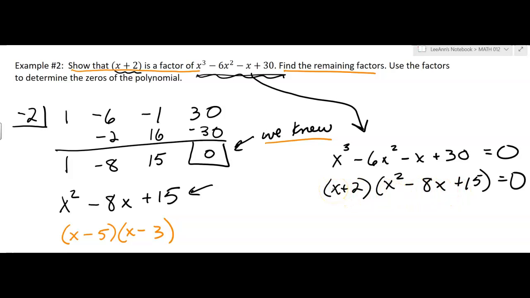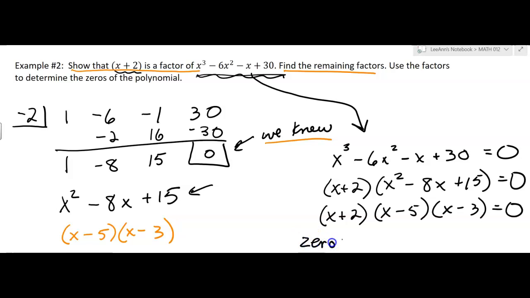So now our polynomial can be written in that binomial times the trinomial. But the great thing is, we know that that trinomial factors x minus 5 and x minus 3. And so now you can use the zero product principle to find the zeros. The zeros will be negative 2, 5, and 3. I don't really care what order you write them in, but those are the zeros. Okay?